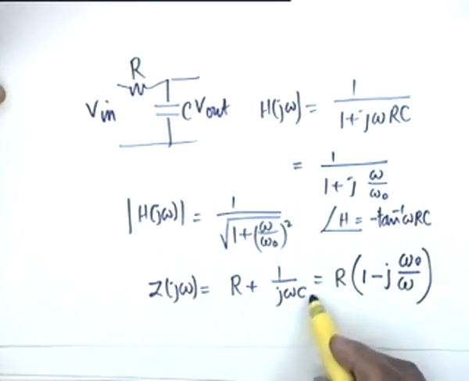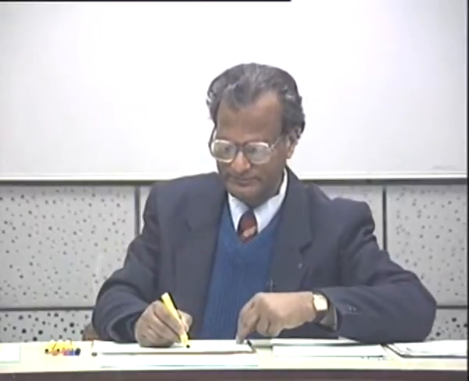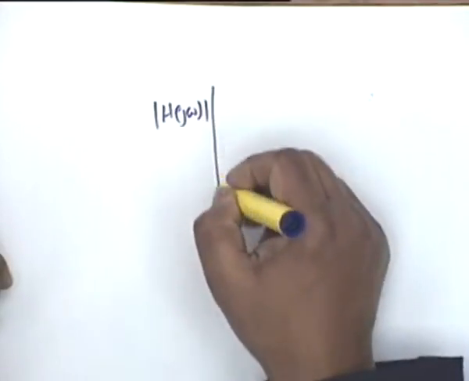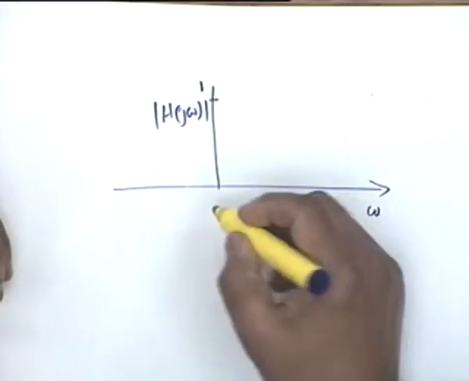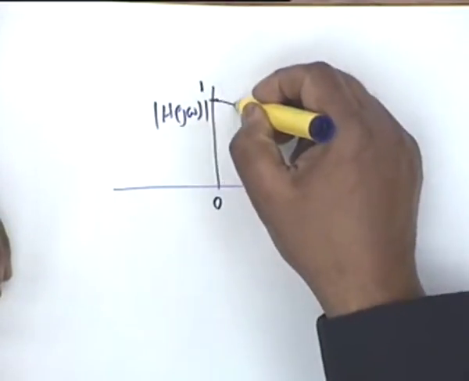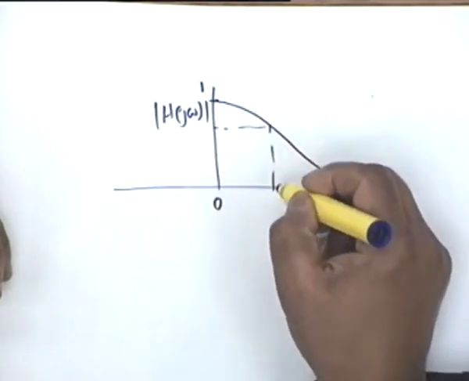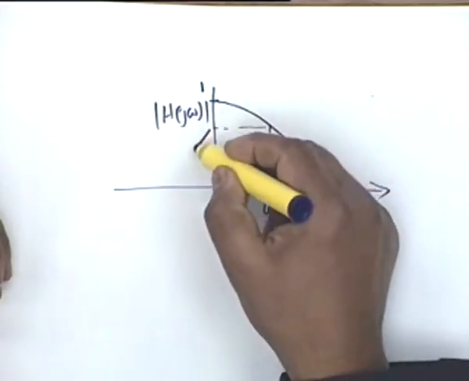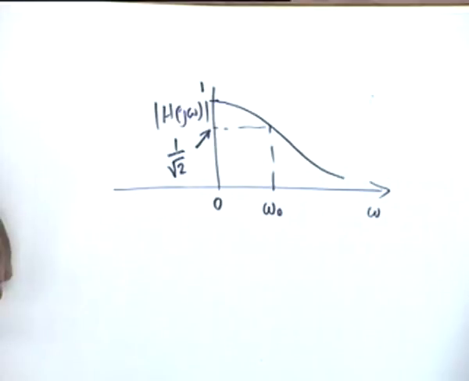If I take R common, then j omega CR, which is omega by omega 0, and 1 by j comes as minus j. Okay. If I plot the magnitude of H of j omega versus omega, then it starts from 1 when omega equals 0, and then it goes down like this. At omega equal to omega 0, the value is 1 by root 2 or 0.707.